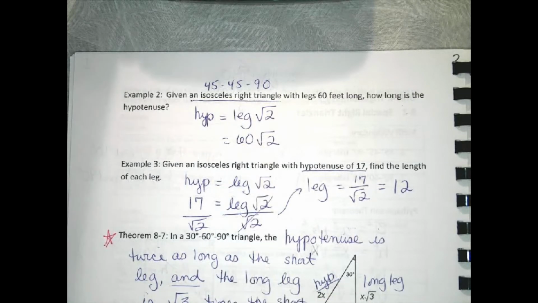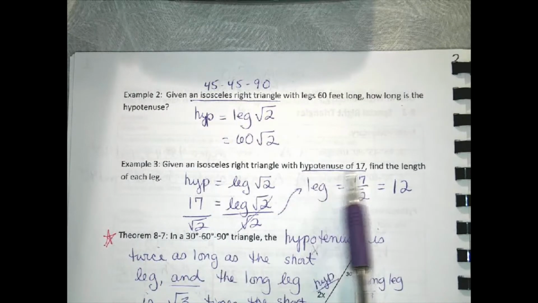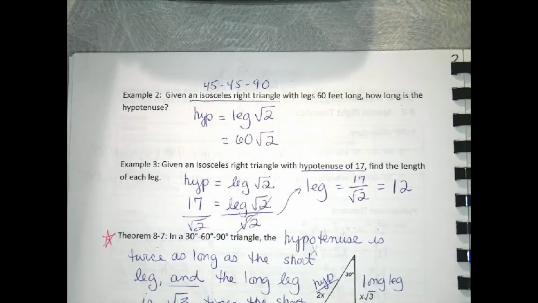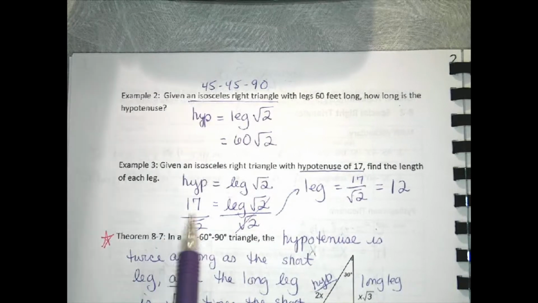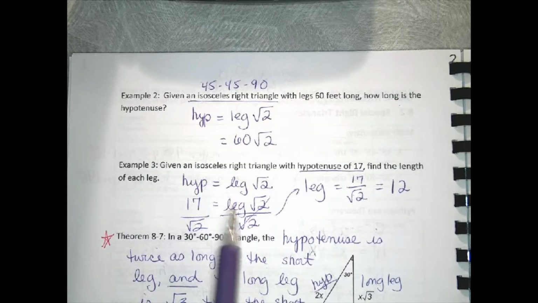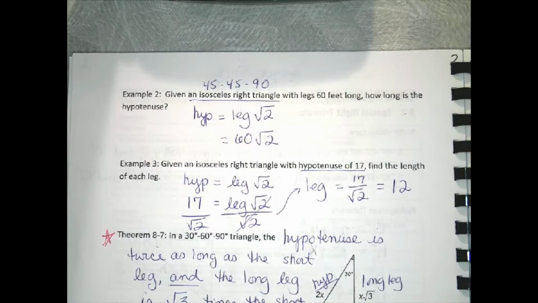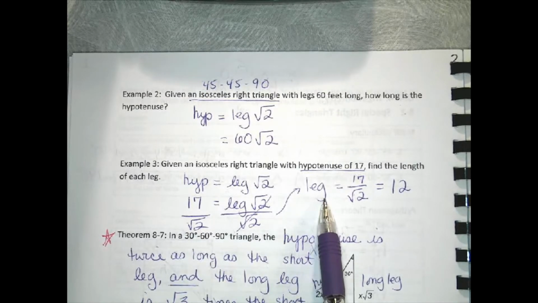If I'm given an isosceles right triangle, and in this case I know that the hypotenuse is 17, and I would like to find the length of each leg, I can start off with a similar equation, plug in 17 for the hypotenuse because that's what I know. I don't know the leg, but I know that it has to be multiplied by the square root of 2. So in order to simplify, I would divide both sides of the equation by the square root of 2, and I would find that the leg is 17 divided by the square root of 2, which is 12.